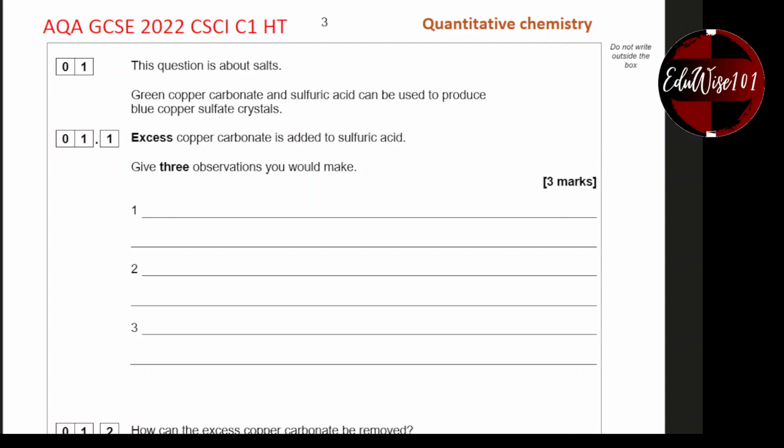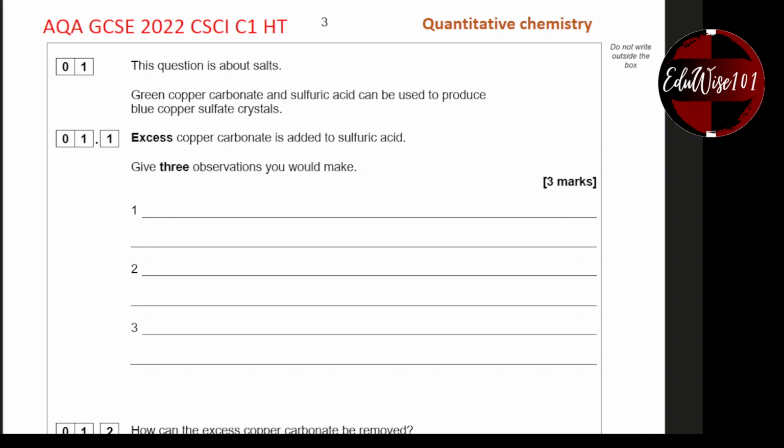This question is about salts. Green copper carbonate and sulfuric acid can be used to produce blue copper sulfate crystals. Excess copper carbonate is added to sulfuric acid. Give 3 observations that you would make. So this is talking about making salts, which is related to one of the required practicals. So 3 observations you could make.